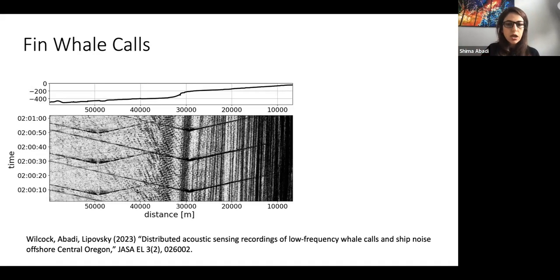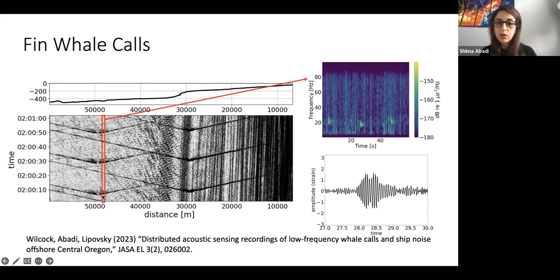So you can see 3 vocalizations here and then 3 here. And this is the typical fin whale vocalization that we expect to see in this region at this time of the year. And I'm showing the spectrogram of this, which is the average of, I believe, 10 receivers.